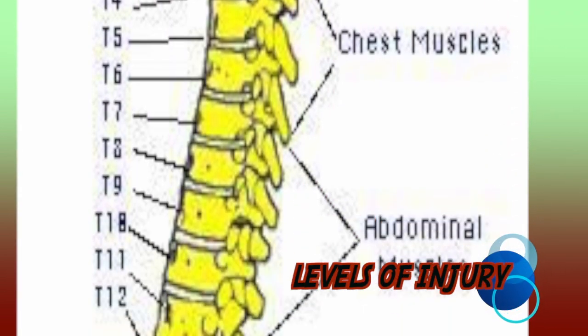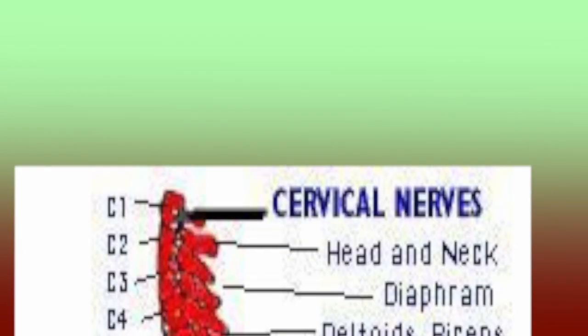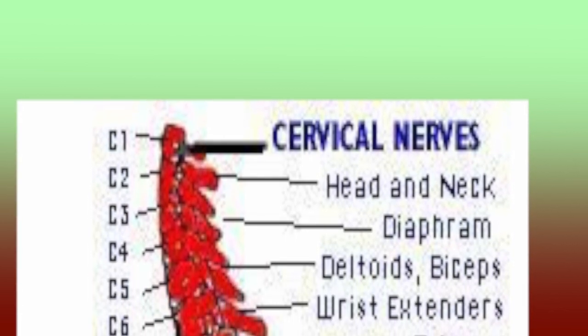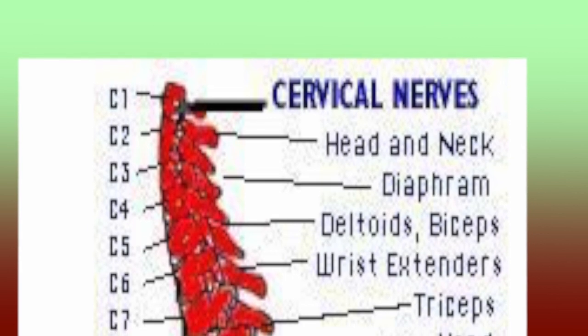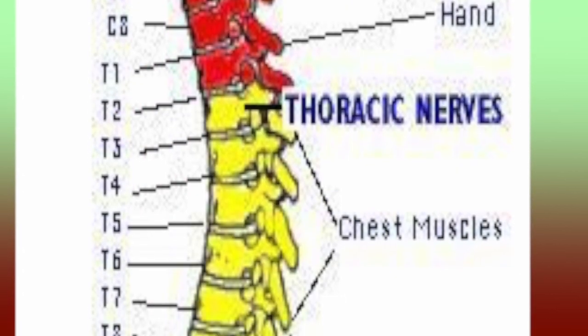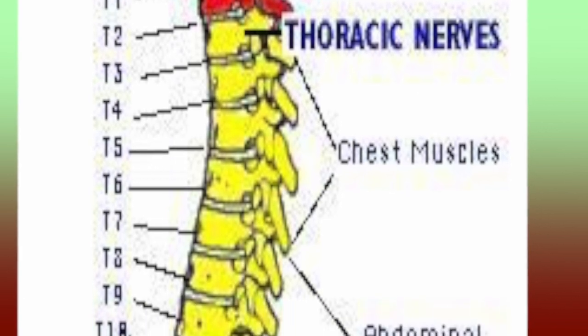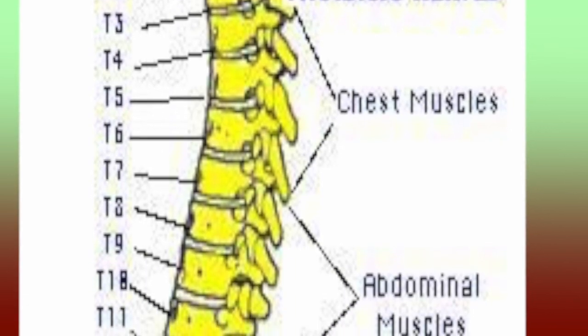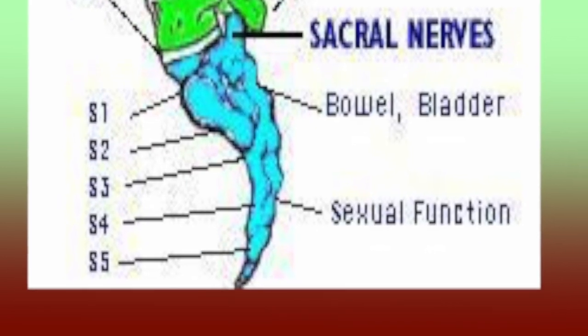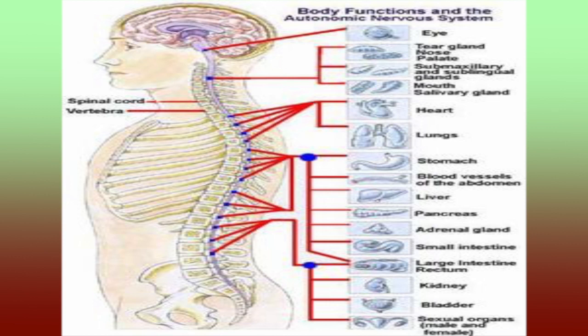All right, we'll go through the levels of injury. In the cervical nerves: the head and neck at C2, diaphragm C3, deltoids, biceps, wrist extensors, triceps, hands. From your thoracic, most of your chest muscles, your abdominal muscles; your lumbar, your leg muscles; sacral nerves, bowel, bladder, sexual function. And I'll give you a little homework. Study up on the autonomic nervous system. Autonomic rhymes with automatic.